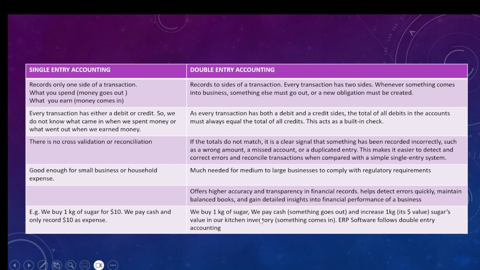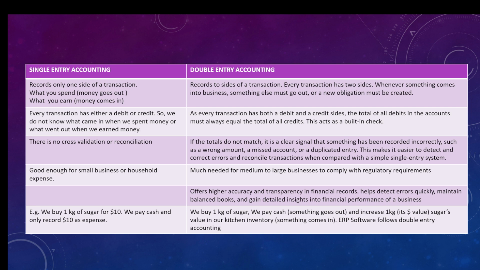Now, in double entry, what I do is I buy 1 kg of sugar and I pay cash. Something goes out, and something increases its dollar value. That is sugar's value in the inventory, kitchen inventory. Okay, this is called something comes in. So ERP software follows double entry accounting.